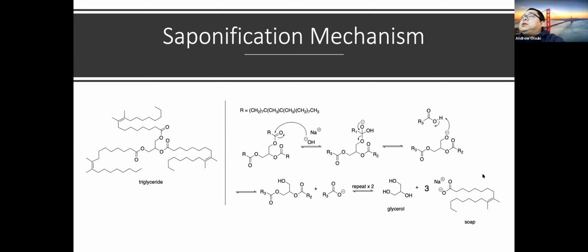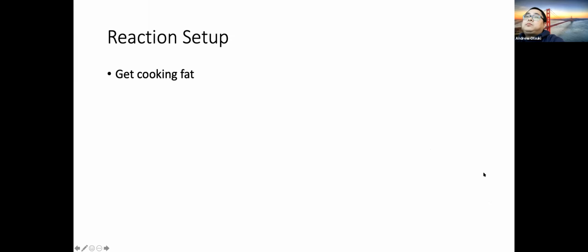So in this experiment, you'll be making a soap and testing it. Okay. All right, so let's quickly go through the setup. You'll see this on activity, but it's also helpful to think about what's happening. Okay, so we're going to get cooking fat. So I think canola oil.